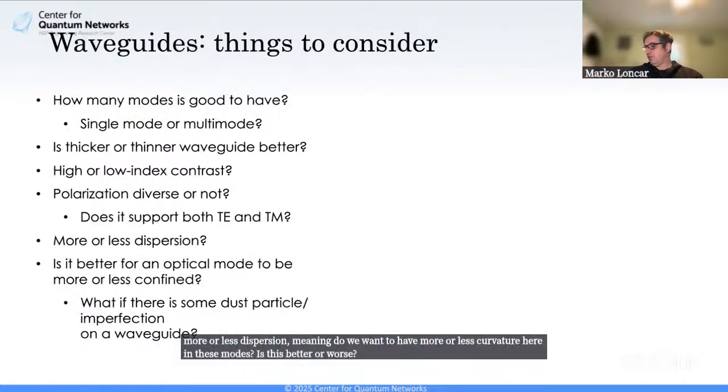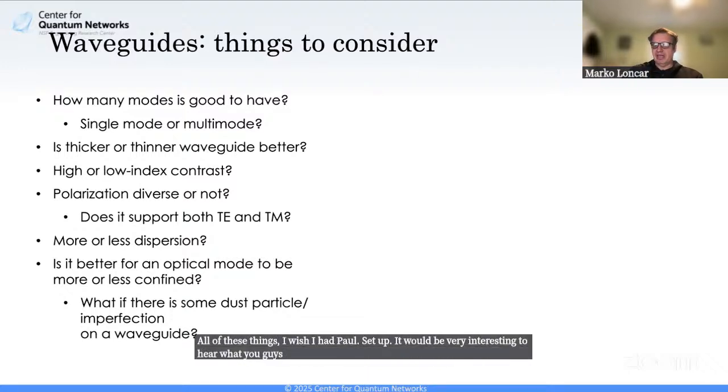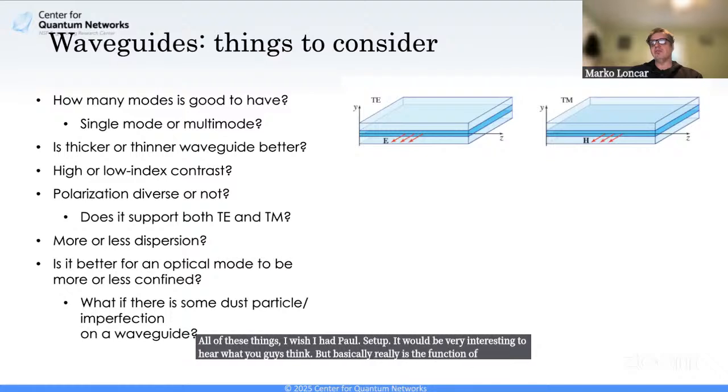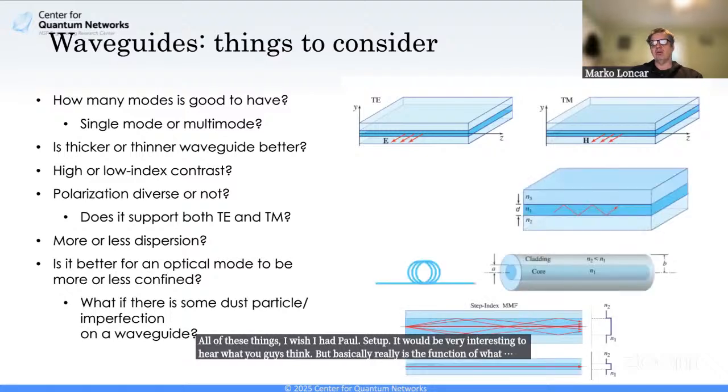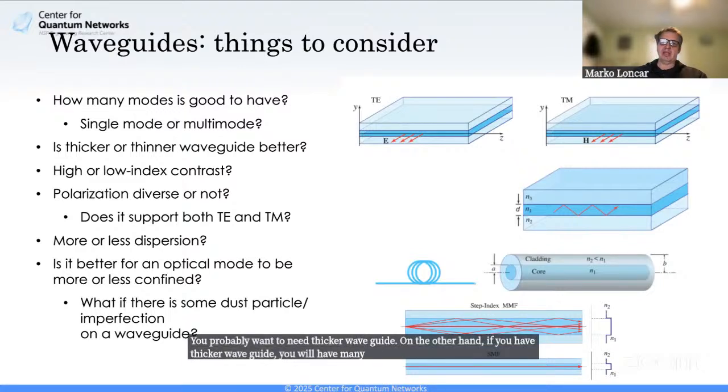All of these things, I wish I had a poll set up. It would be very interesting to hear what you guys think. But basically, it really is a function of what you're trying to accomplish, right? If you want to send a lot of optical power through a waveguide, you probably need a thicker waveguide. On the other hand, if you have a thicker waveguide, you will have many optical modes propagating in it.